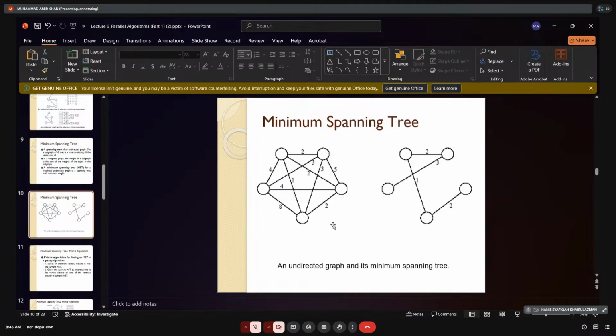Okay, see the example. We have an undirected graph, and the second one is the minimum spanning tree. See, we omit the loops. We omit the other alternate paths. We consider only the path that has a minimum cost. Understand? Here, as you can see, the number of nodes are the same.